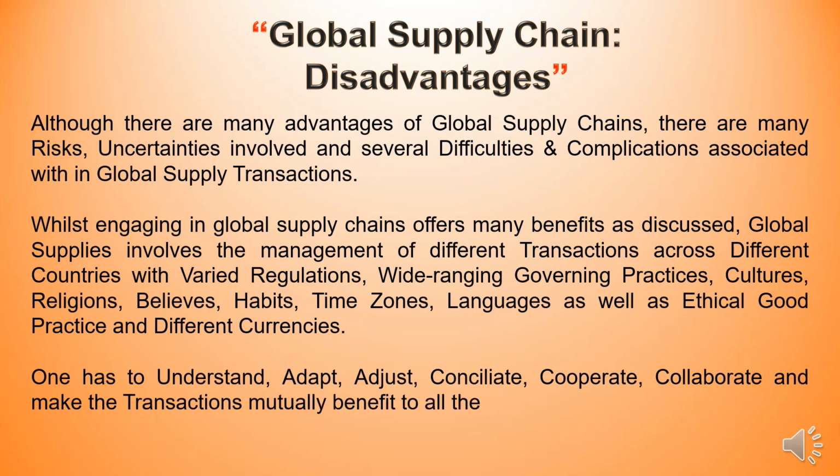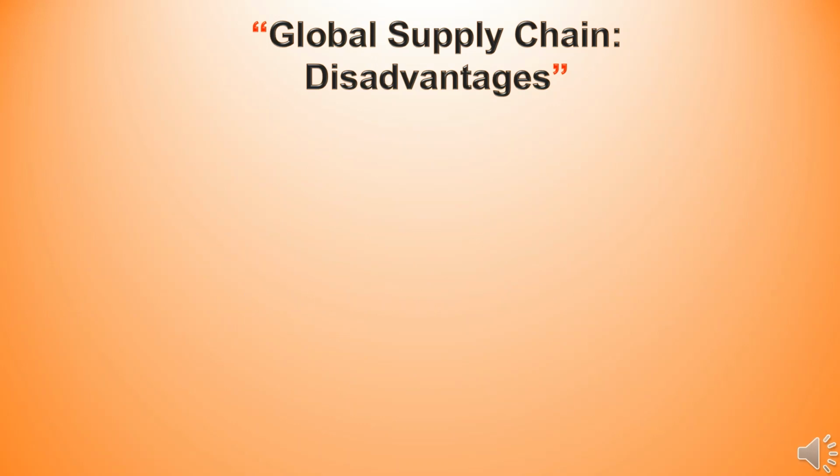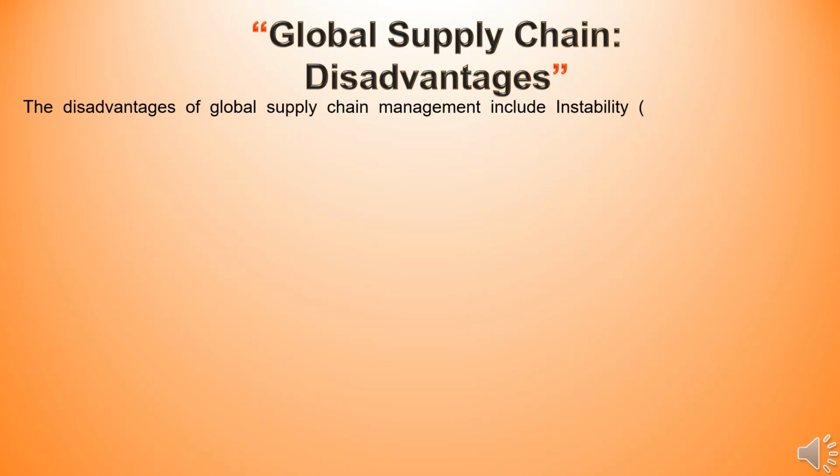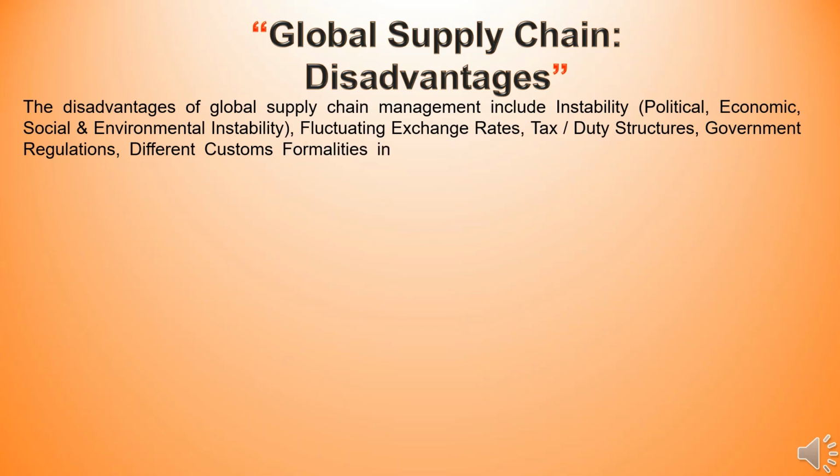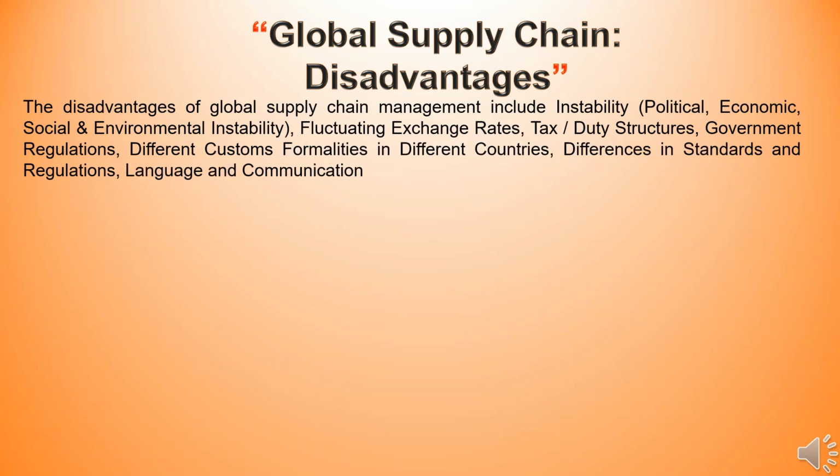Further, the disadvantages of global supply chain management include instability, political, economic, social and environmental instability, fluctuating exchange rates, tax, duty structures, government regulations, different customs formalities in different countries, differences in standards and regulations, language and communication barriers, time zone differences etc.